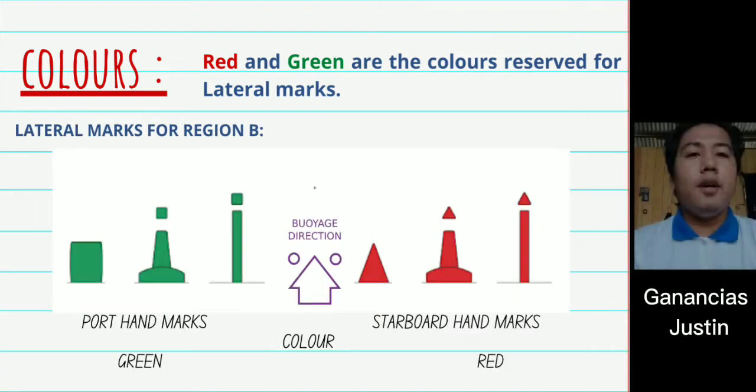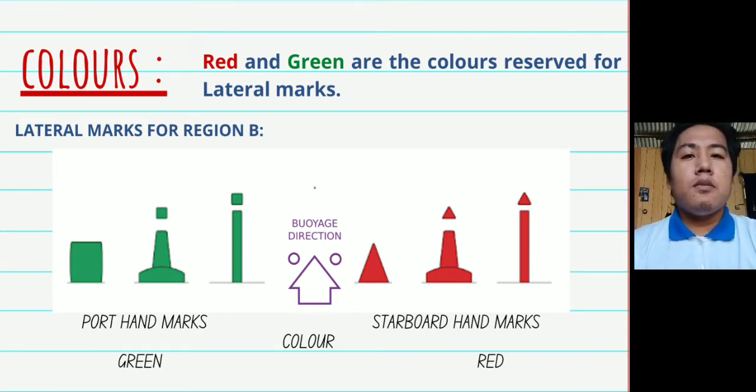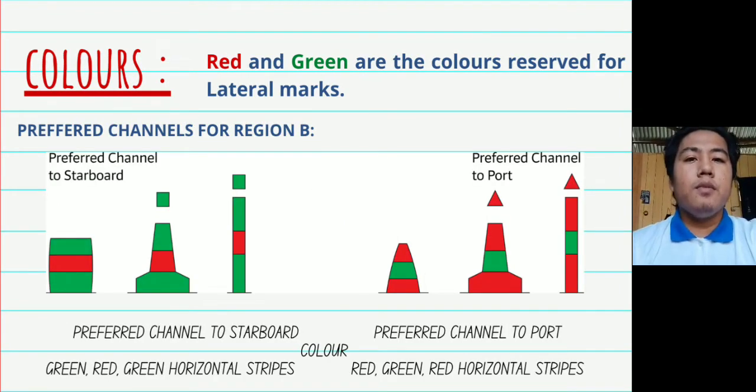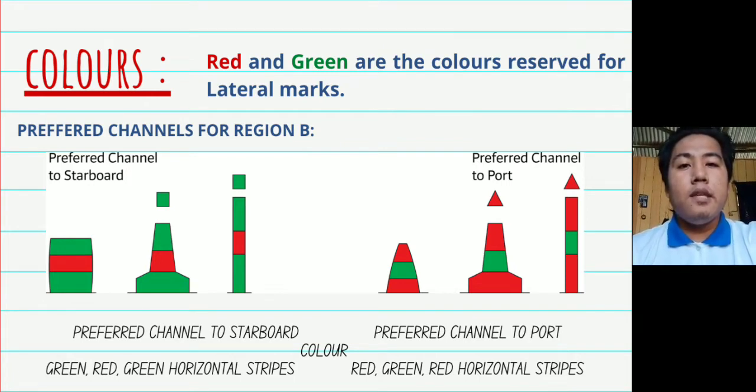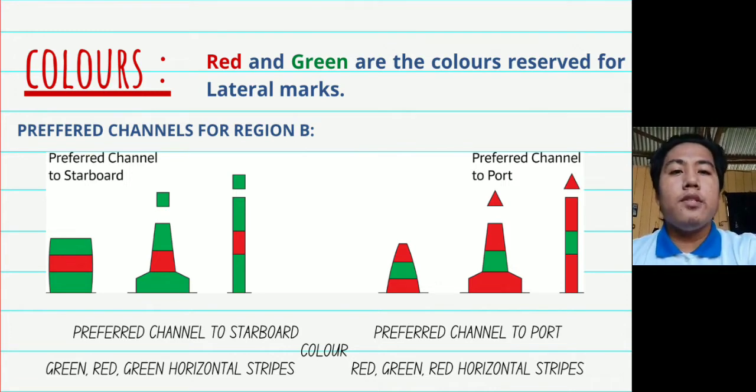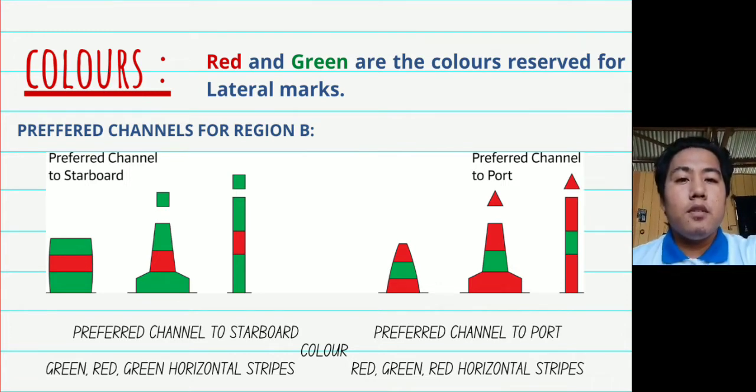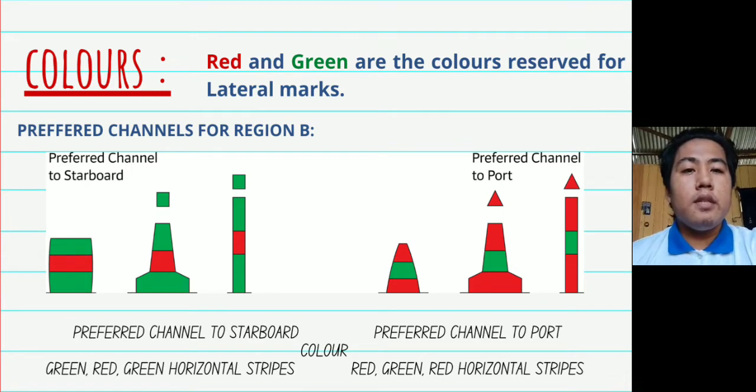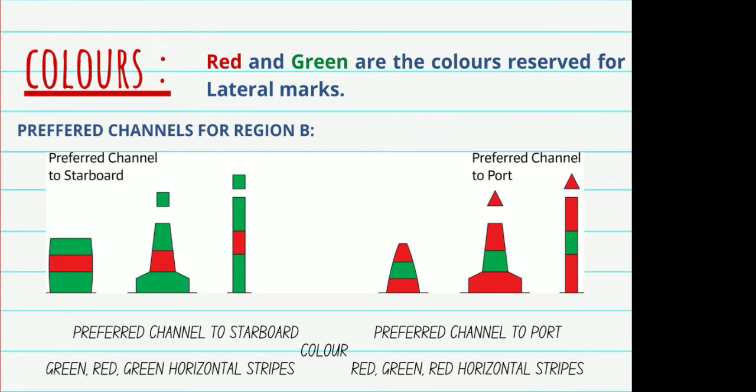Colors. Red and green are the colors reserved for lateral marks. As I said earlier, the lateral marks for Region B use a green color in the port hand, while in the starboard hand, the color is red. Preferred channels for Region B. In the starboard, they use the colors green, red, green horizontal stripes, while in the port, the colors used are red, green, red horizontal stripes.